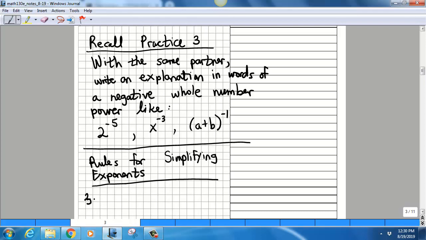Can you recall from your prior training in algebra? You're going to have to squint your eyes and grit your teeth and try to dig back there. Can you remember what it means to raise a number to a negative whole number power? Try to write something down in words. What does that mean?